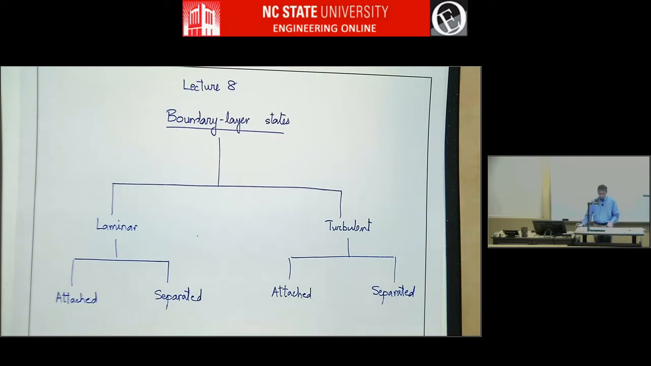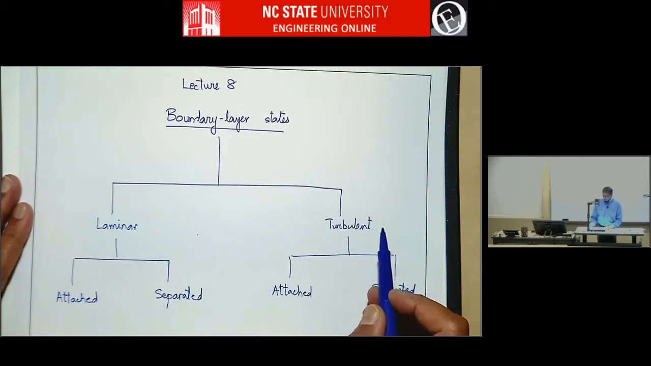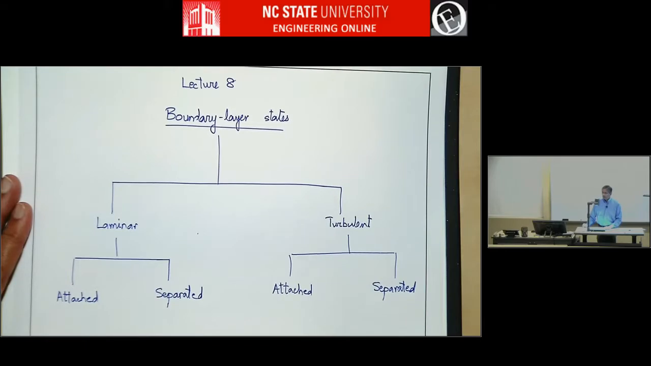Now there is a common sort of misunderstanding about some of these things. Instead of saying separated boundary layer, people tend to say turbulent boundary layer, or when they mean turbulent boundary layer, they say separated boundary layer. They are very distinctly different. So don't confuse turbulent and separated.